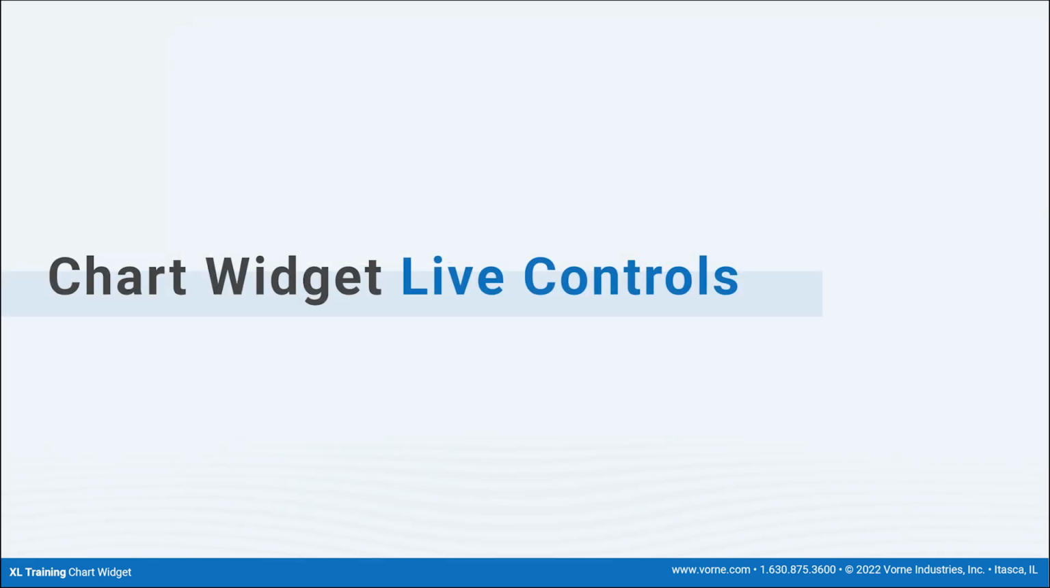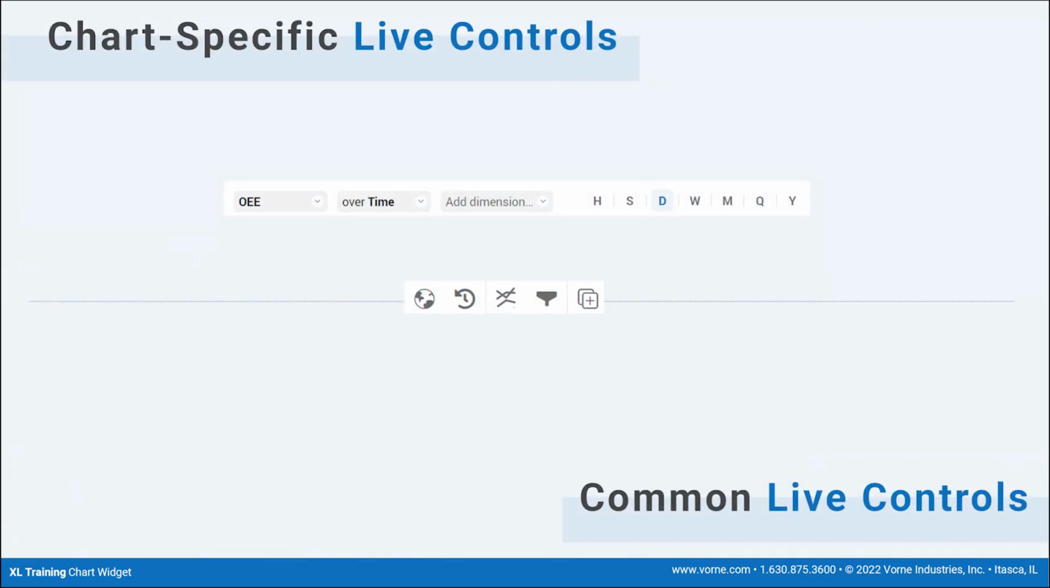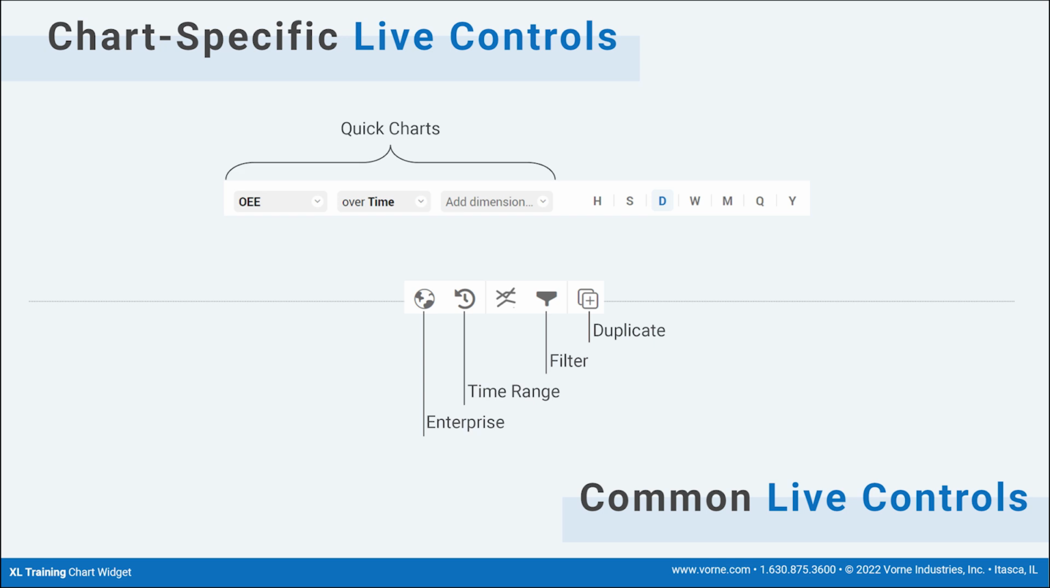Let's explore the live controls. Enterprise, time range, filter, and duplicate live controls are common to all widgets and are covered in our live control video. In this video, we will focus on live controls that have behavior specific to the chart widget: quick charts, time units control, and chart type.